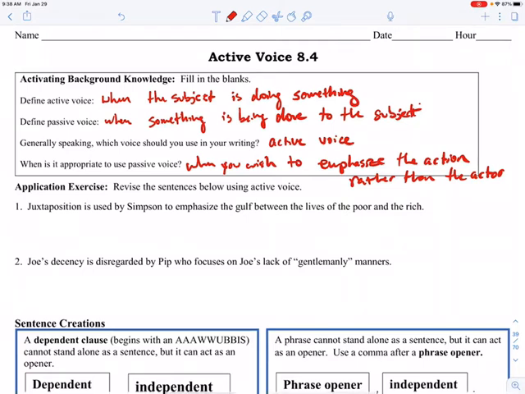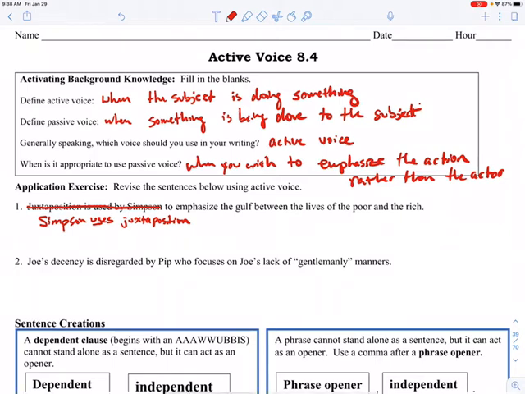Okay, looks like number one is pretty simple. We just need to put Simpson at the beginning. Simpson uses juxtaposition. And then we'll simply keep the rest to emphasize the gulf between the lives of the rich and the poor. Okay, number two. Oh, this is from Great Expectations by Charles Dickens. Joe's decency is disregarded by Pip, who focuses on Joe's lack of gentlemanly manners.